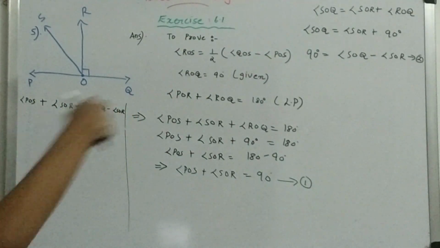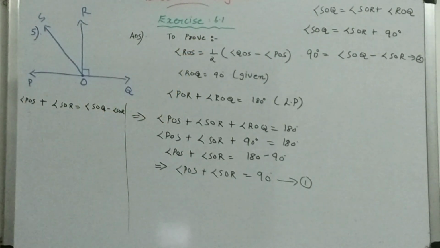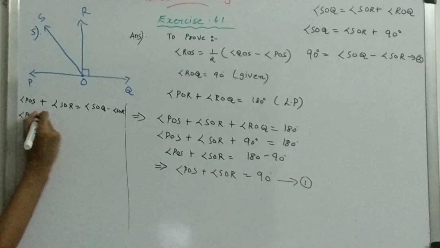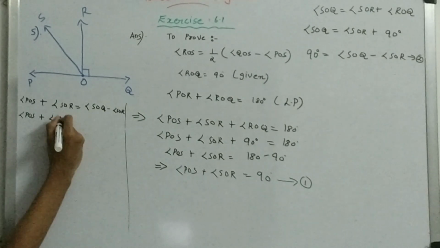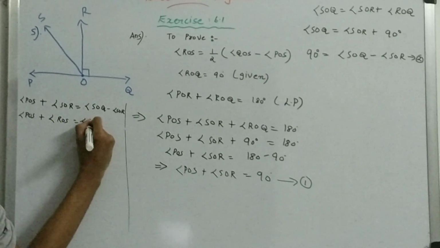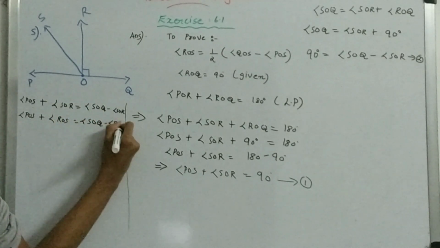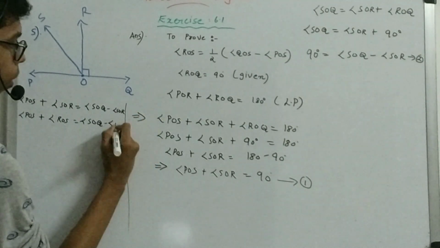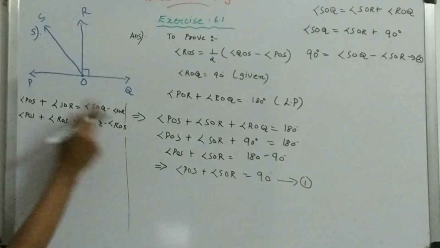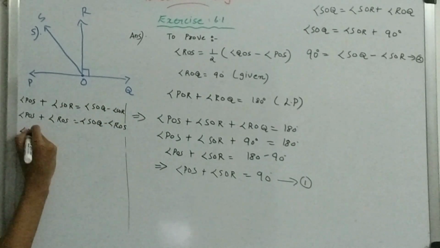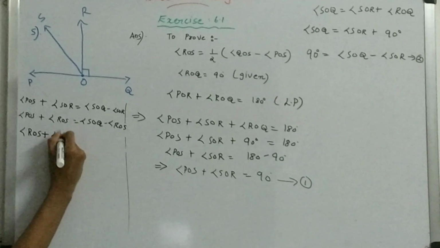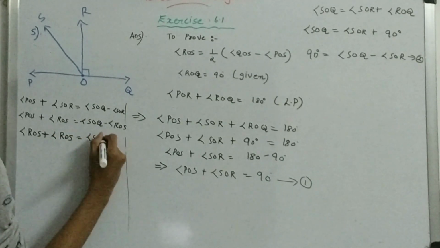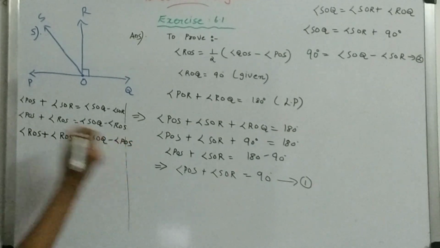Okay, ROS. In our question, we need ROS. So I can just rearrange and write it over here. Angle POS plus angle SOR, I can write it as ROS also, is equal to angle SOQ minus angle SOR. I am taking this ROS to this side. So from here I will be getting angle ROS plus angle ROS is equal to angle SOQ minus angle POS.